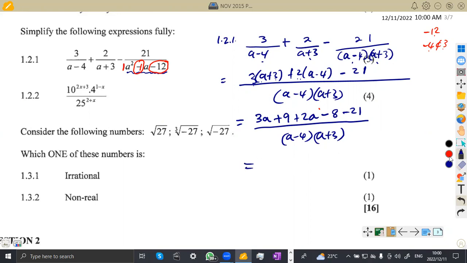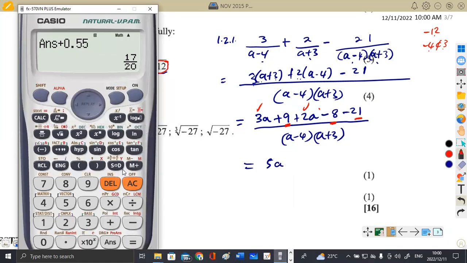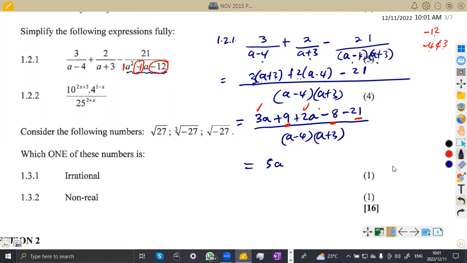All right, so you can collect like terms. We've got 3a here and 2a. So that's 3 plus 2, which is 5a. Then on the numbers, we've got 9 minus 8 minus 21. So you can even use your calculator at once. That's 9 minus 8 minus 21, which is negative 20. So this is going to be a negative 20 here over a minus 4 into a plus 3.